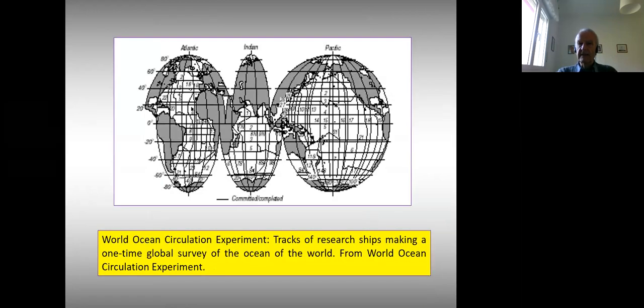This is another very great international worldwide experiment, which is the World Ocean Circulation Experiment. And these are the tracks of research ships making a one-time global survey of the ocean on Earth. That means they passed over the entire ocean within 2-3 years. This is the World Ocean Circulation Experiment, the famous WOCE.